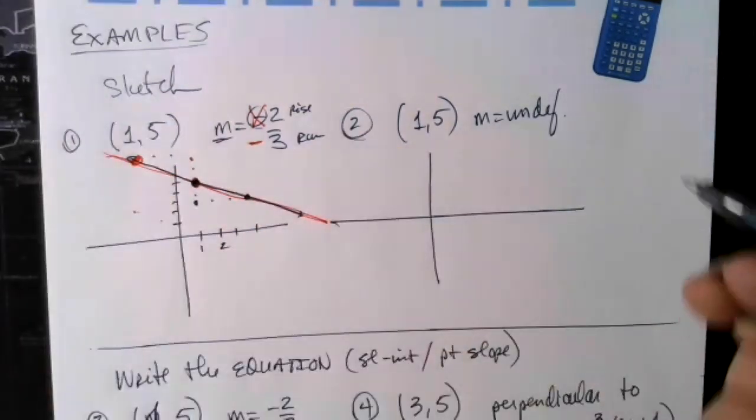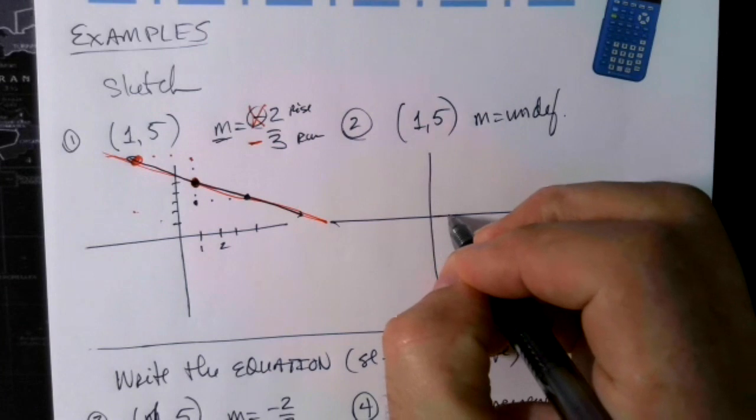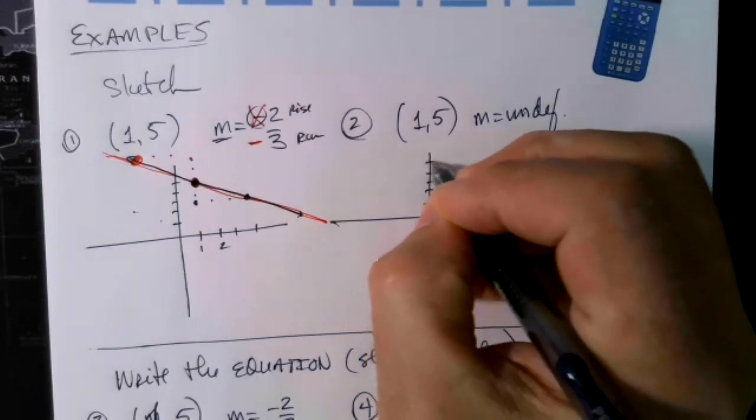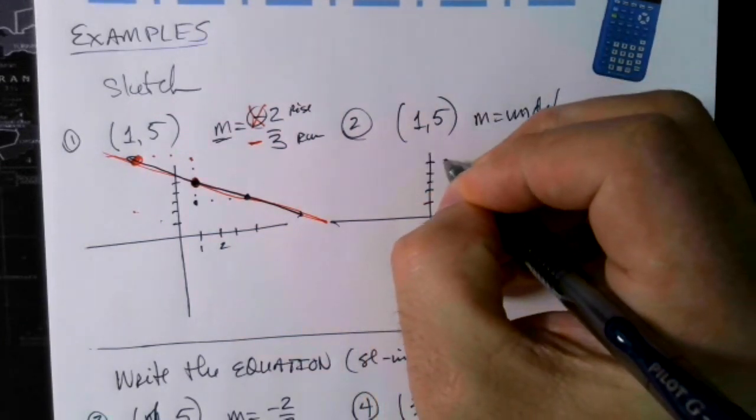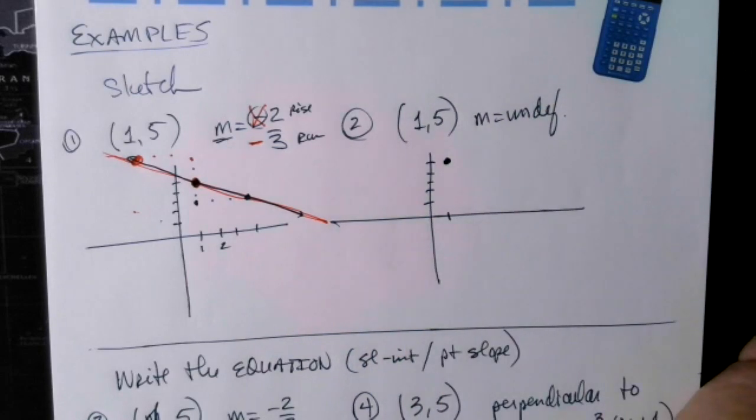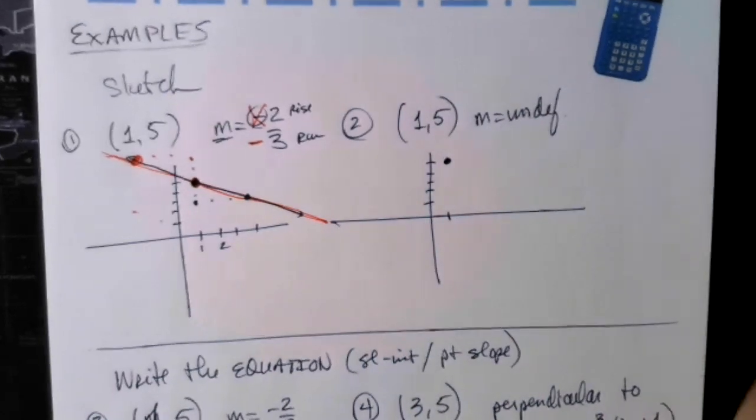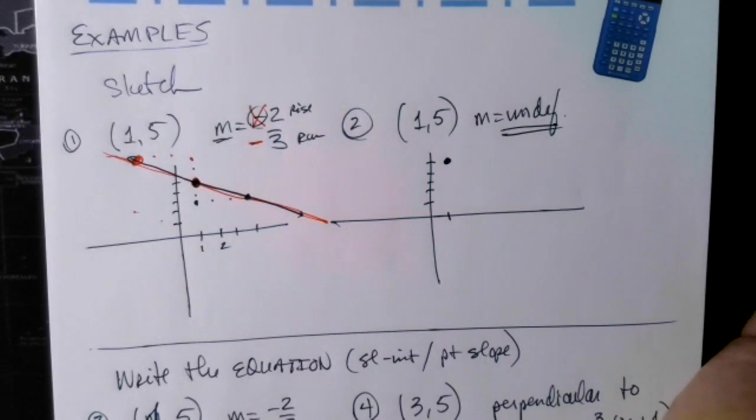All right, example 20. So I'm going to start again with a point. It happens to be the same point because I'm so not creative. Now, slope is undefined. What does that mean?